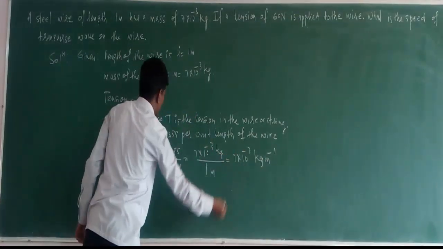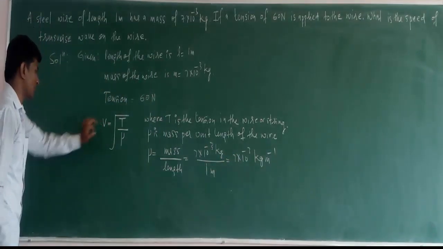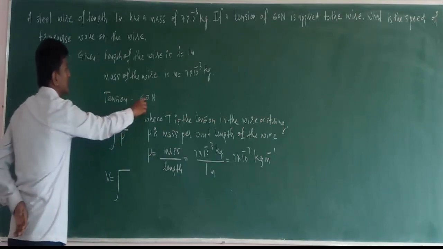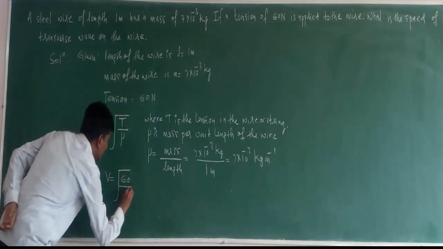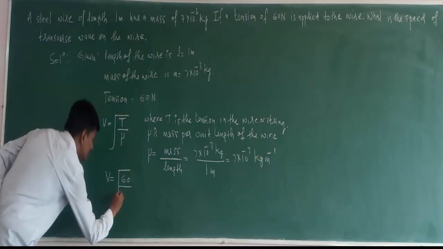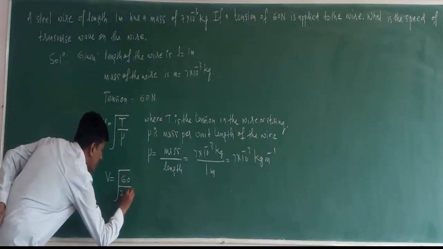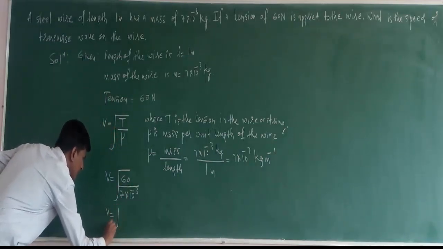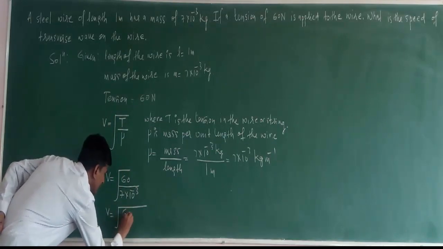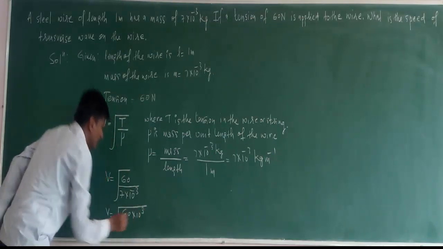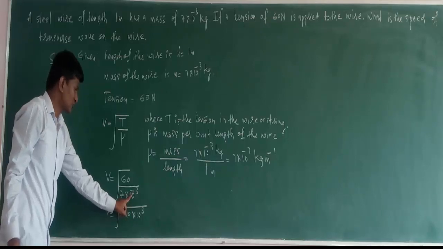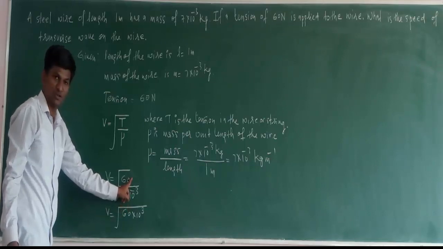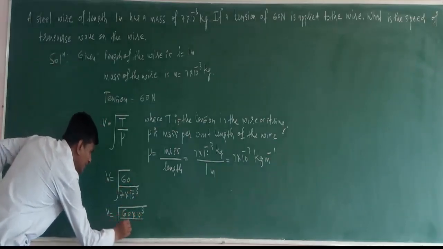After getting this value, you have to substitute it in this formula. Then V is equal to root of the value of tension, 60 Newton, divided by mu, which is 7 × 10^-3. Then V is equal to root of 60 × 10^3 divided by 7, since 10^-3 in the denominator, when taken to the numerator, becomes 10^+3.